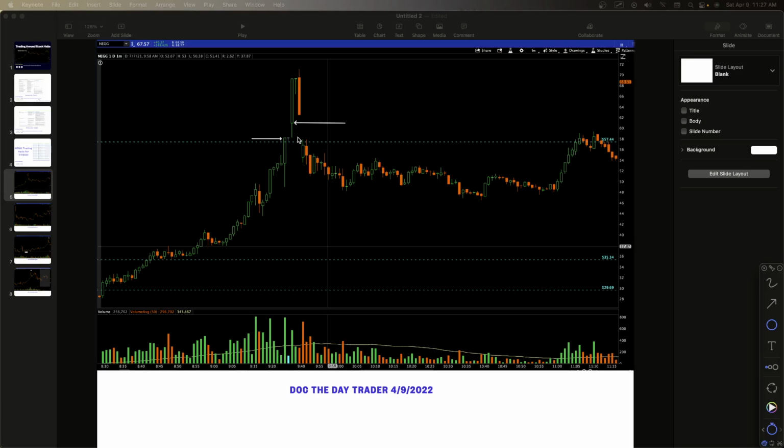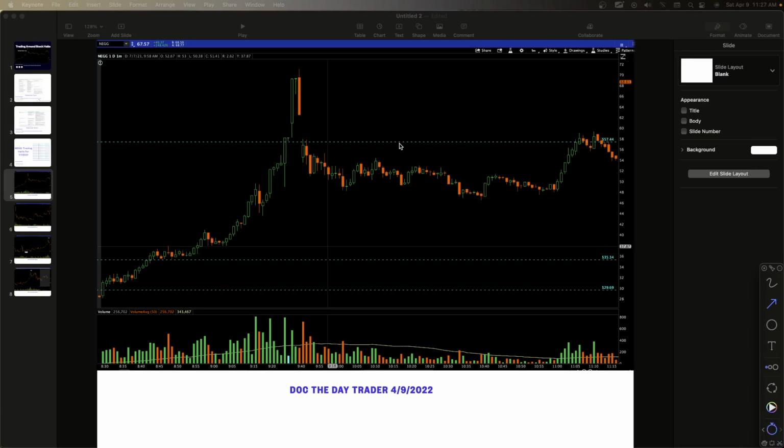Same thing on the gap down. So let's look at that gap down here real quick. Like I said before, you don't want to be caught in the first halt down, because look what happened. We halted down here, right?